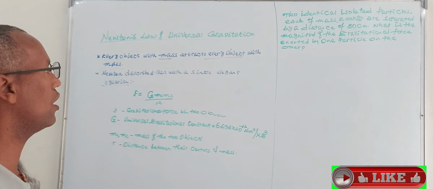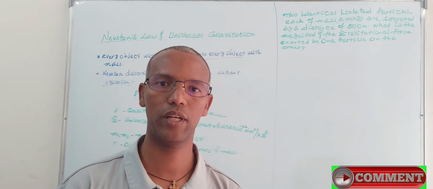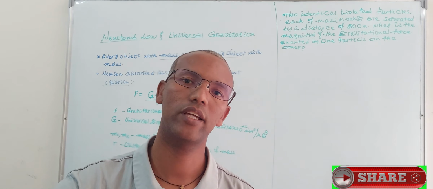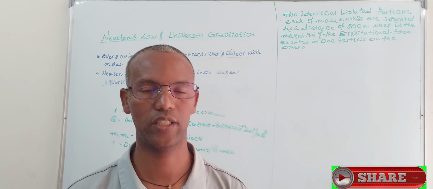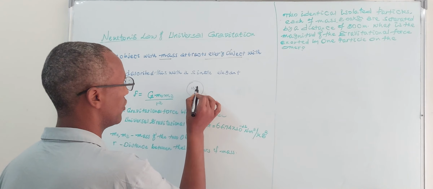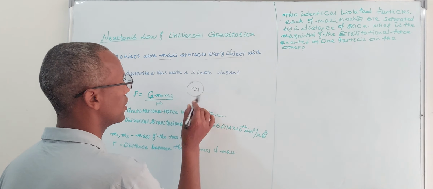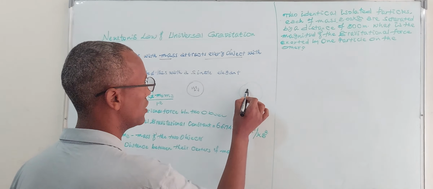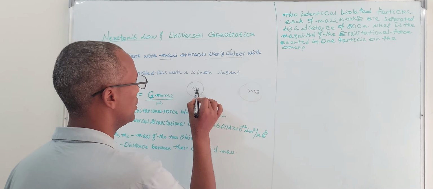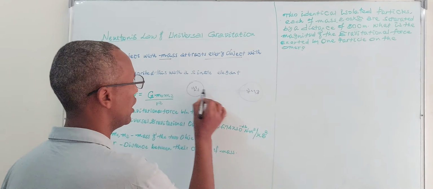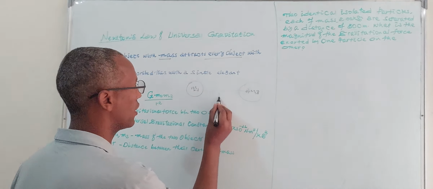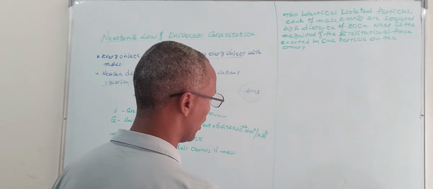You can take a particle as well, meaning that a particle with mass m can attract another particle with another mass. Let's say we have an object with a mass m1, as well as another object with a mass m2, and the separation between the two masses m1 and m2 is r.